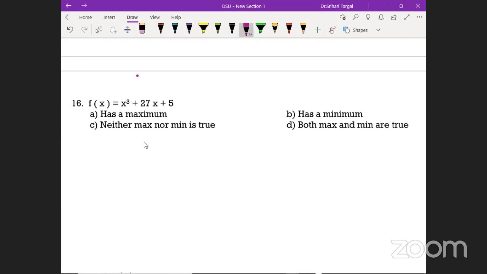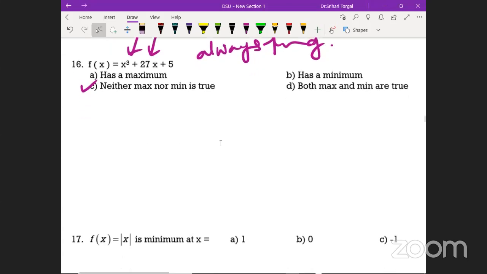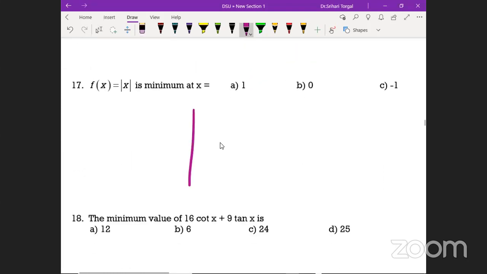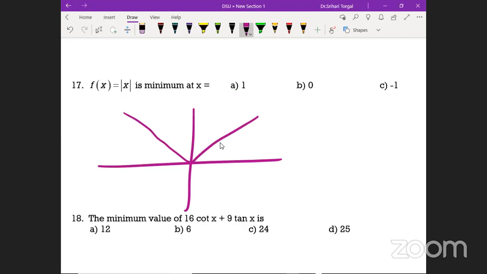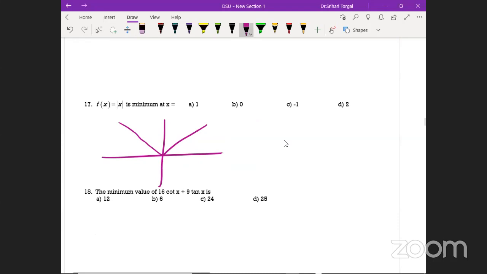Both are odd functions. Odd, odd. It is always an increasing function. Right? Always increasing function. Answer is neither maximum nor minimum. Option C is the right answer. Mod x has the minimum value, obviously. By looking at the graph only you can say. What is the answer for question number 17? B is the right answer, correct, because the minimum value is 0.